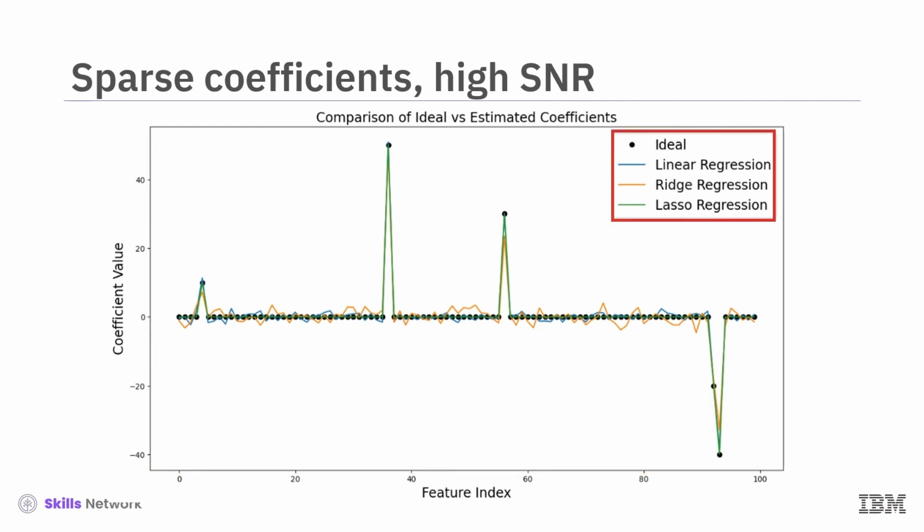As you can see, all 3 regression methods predict the non-zero coefficients very well. Lasso finds the 0 coefficients exactly, while linear and ridge have some difficulty predicting the 0 coefficients, with linear regression doing slightly better than ridge regression.